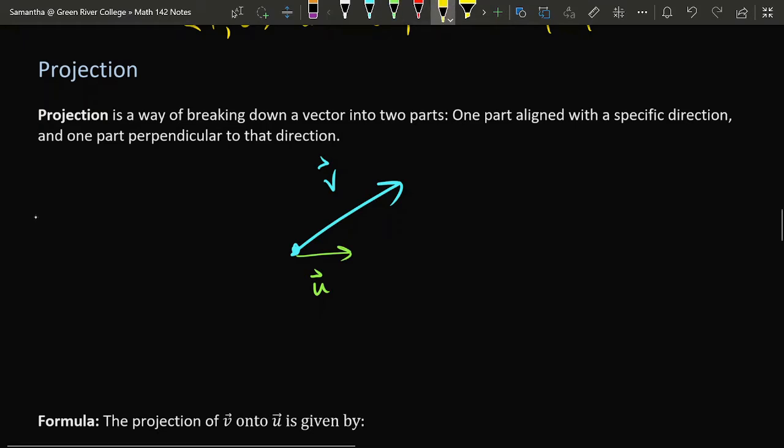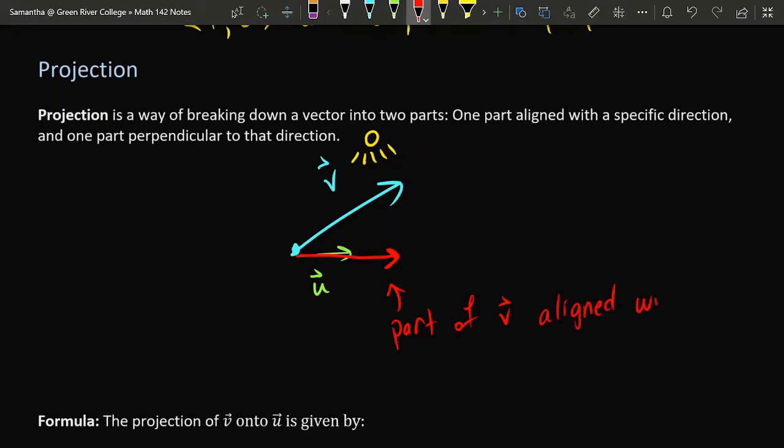The idea is to project, literally like one of those old-fashioned overhead projectors, to project v onto u, and to see what shadow v casts in the direction corresponding to u. This shadow of v on the surface on which u lives, this is the part of v which lines up with the vector u. And this is what we call the projection. The projection of v onto u.